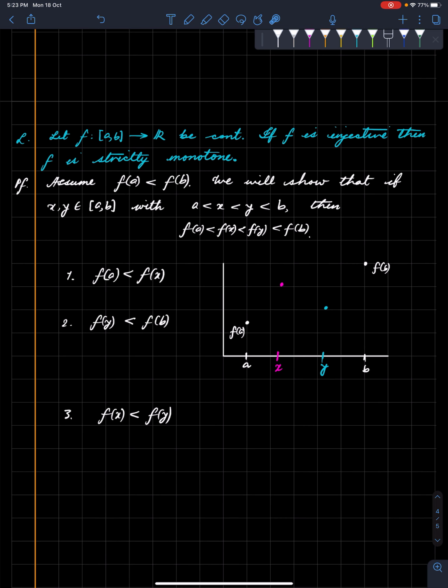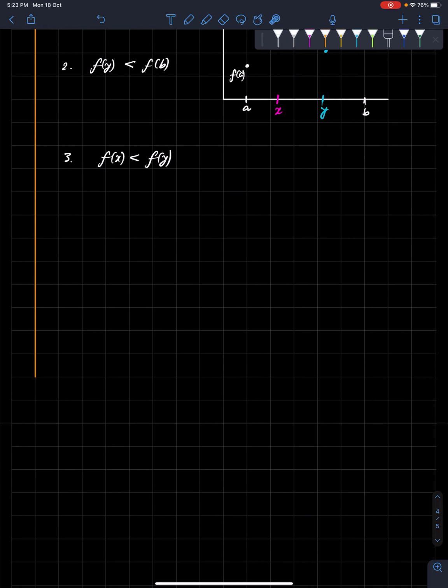So just convince yourself that this holds, and now we generalize this as a corollary. Immediately as a consequence of the above lemma, we have the corollary: let f be a continuous function where I is an interval.